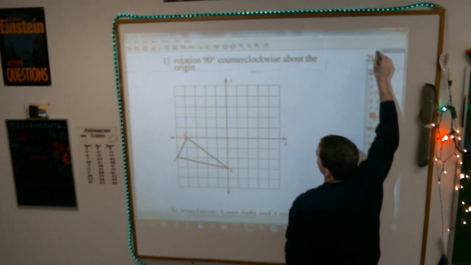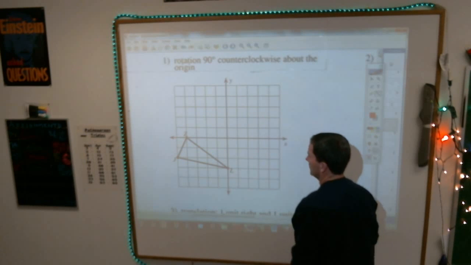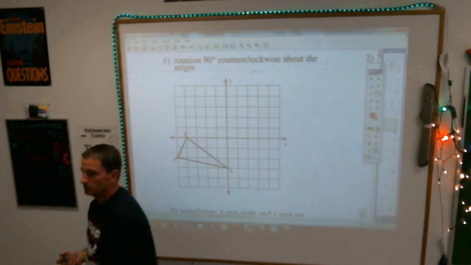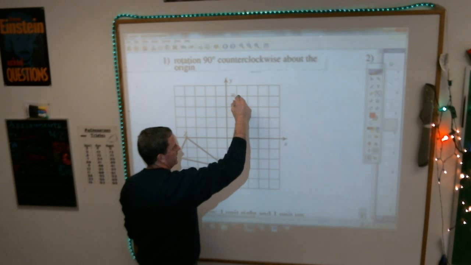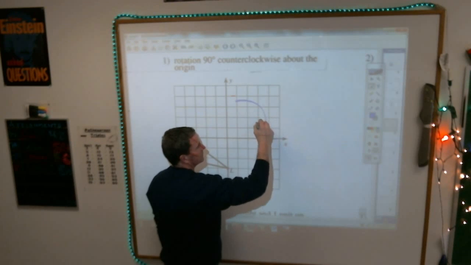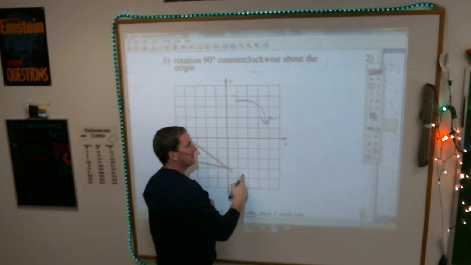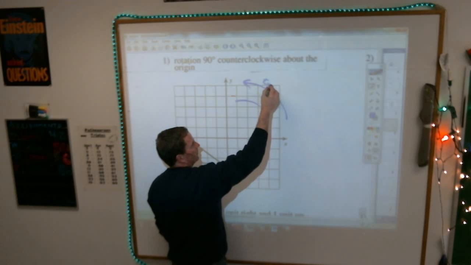We are rotating 90 degrees counterclockwise. For those of you that don't understand clockwise or counterclockwise, think of a clock. Clockwise means it goes the way the hands of a clock would go, which would be this way. This is clockwise, because that's the way a clock turns. Counterclockwise means it goes the other direction. That's counterclockwise.